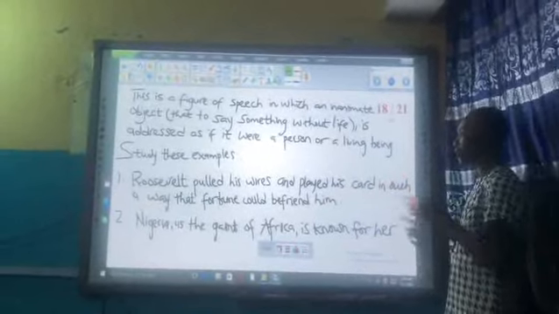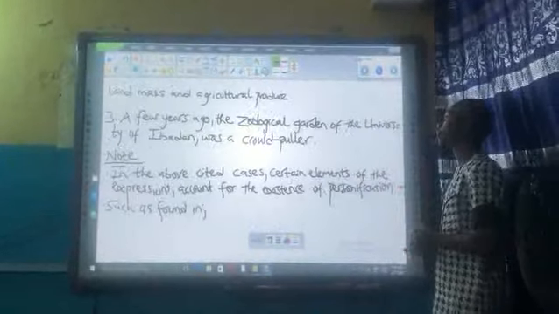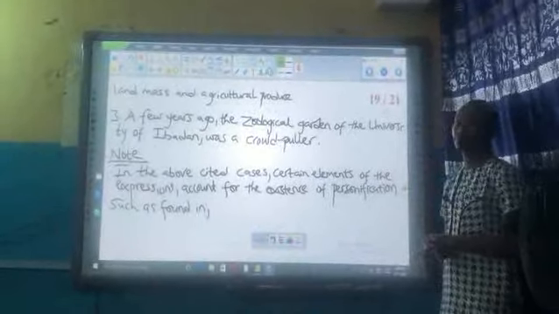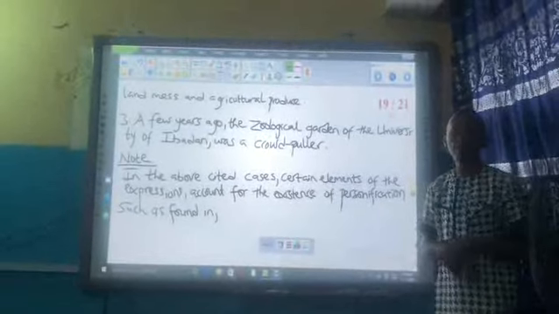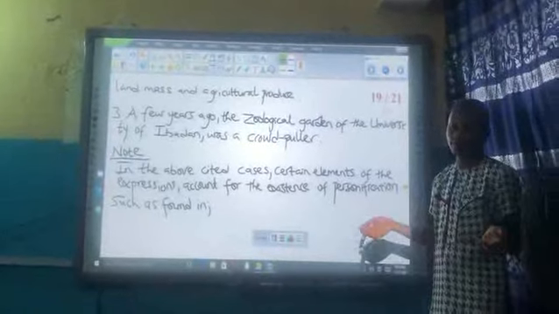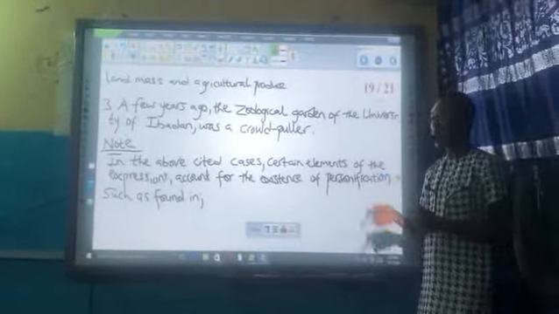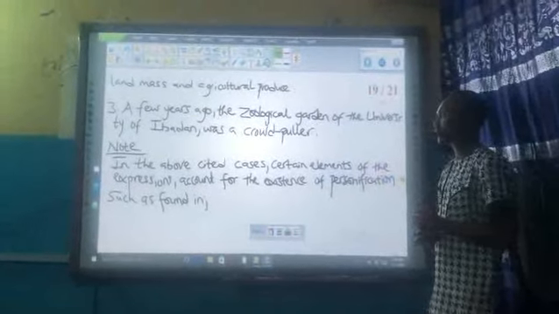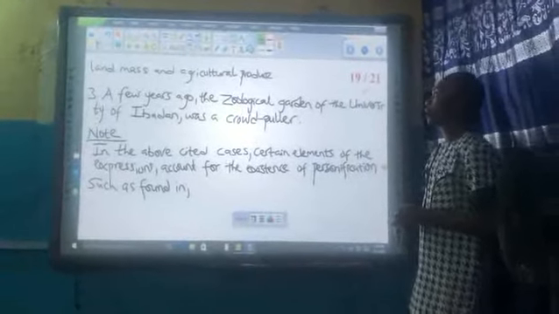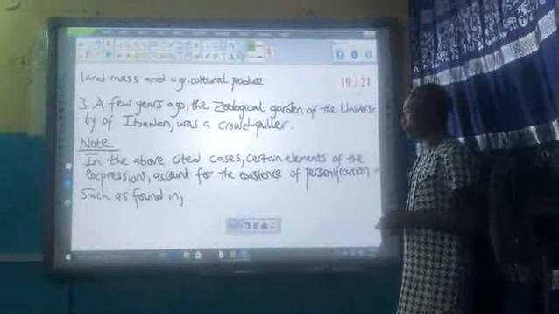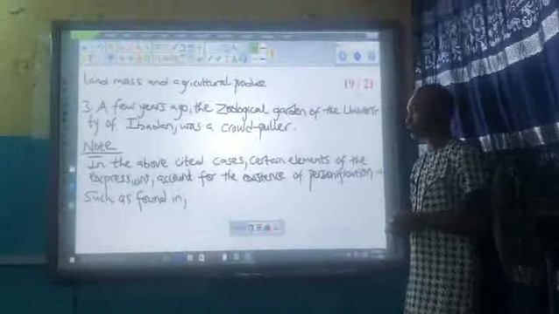Now number 2 says, Nigeria, as the giant of Africa, is known for her land mass and agricultural produce. Again, we have another instance of personification here. The third one: a few years ago, the zoological garden of the University of Ibadan was a crowd puller. Another instance of personification is staring us in the face.